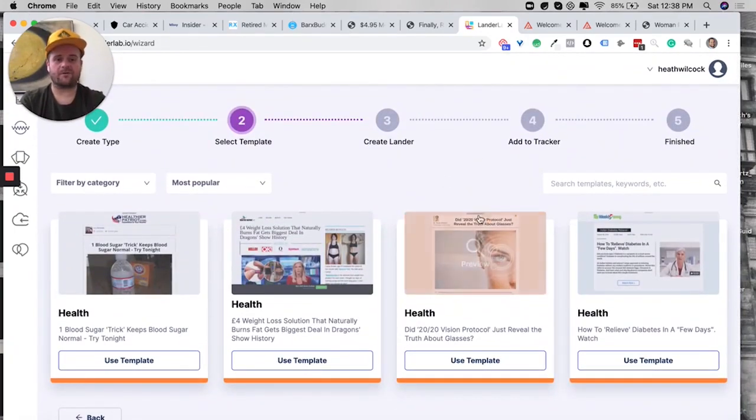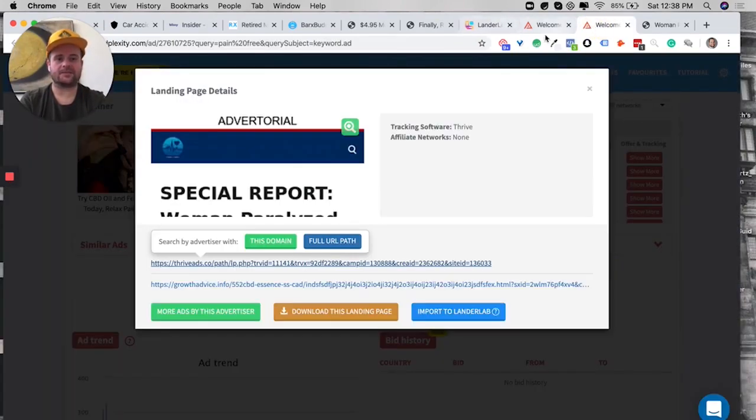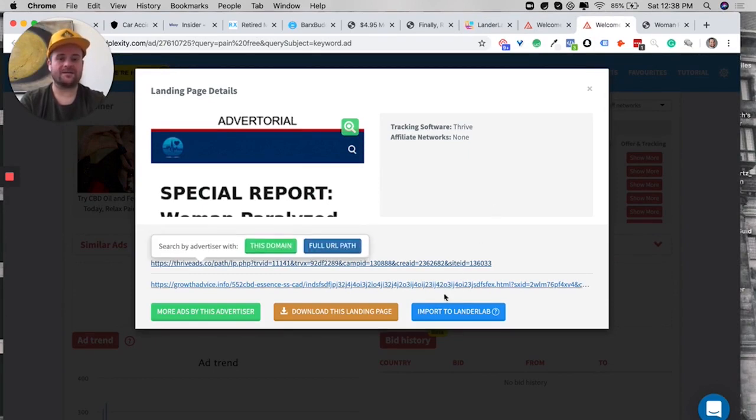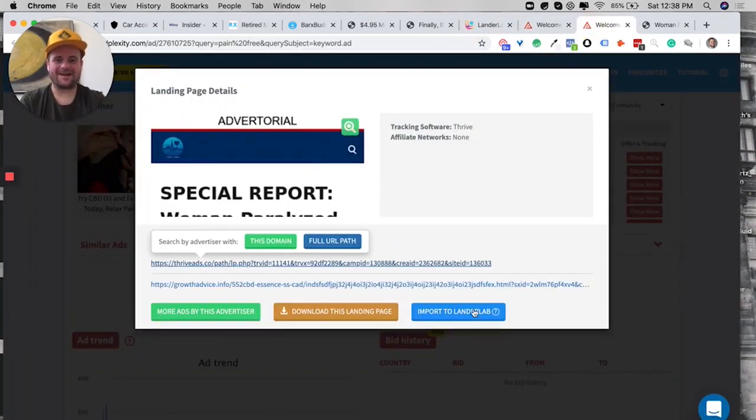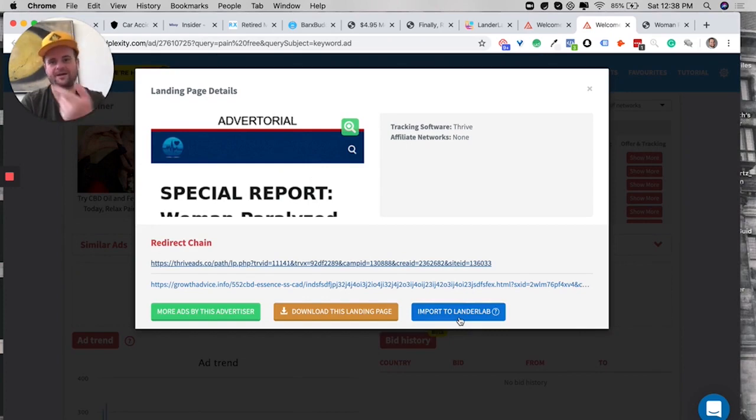And here's another cool part, and the reason why I like Adplexity is that if I find a cool advertorial on here that I haven't seen, you can import it to LanderLab, which is right here. This is LanderLab. So you can find an advertorial, click that, and it'll go right into LanderLab. It's crazy. And it makes it really, really nice. So then you have the bones of your advertorial, and you can just put your own copy meat over your bones, and there you go.